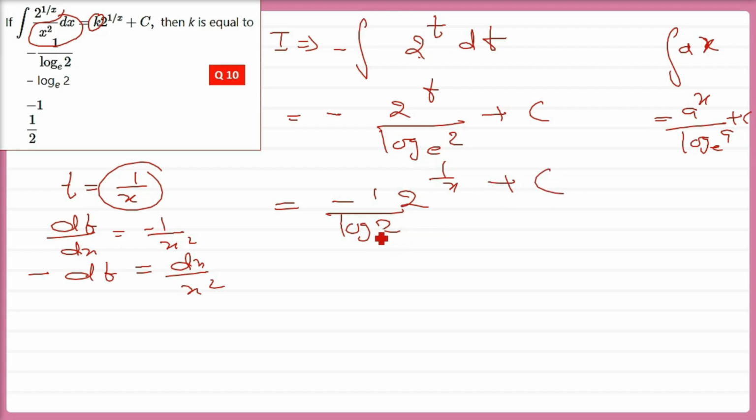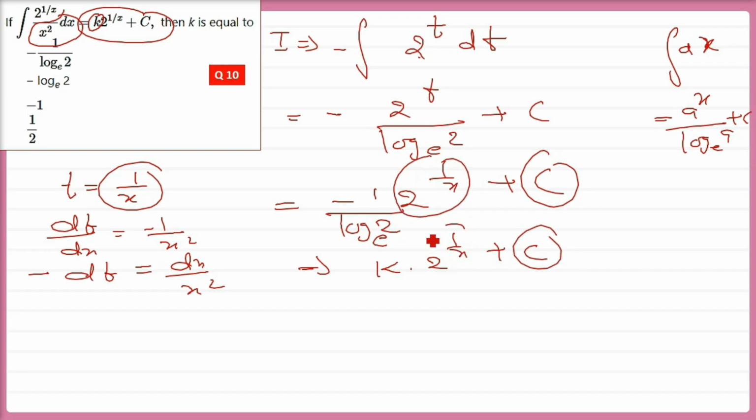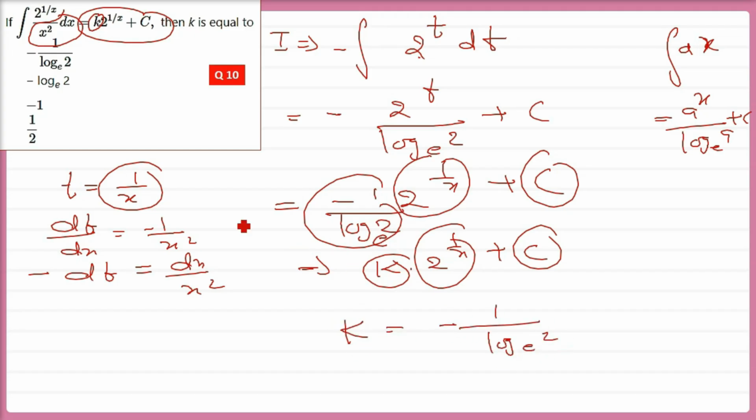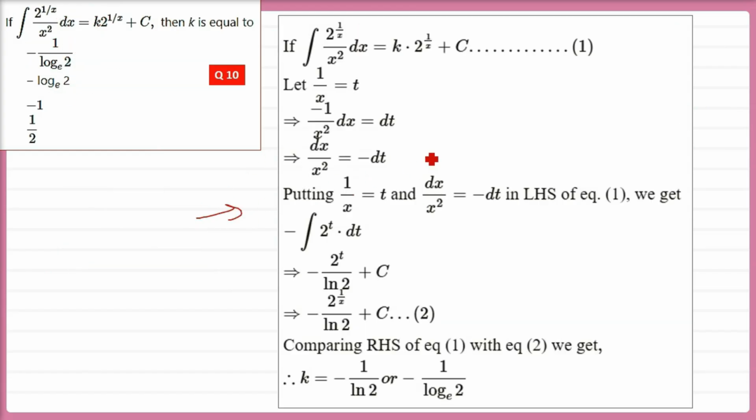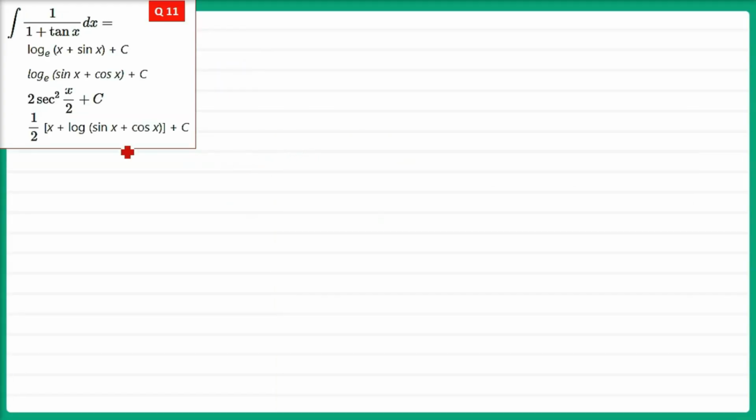Now you have to equate it on the right. If you see in the question, you need to equate it with k into 2 raised 1 by x plus constant of integration. So let me write this one here so that I can equate it directly. K into 2 raised 1 by x. C is there, 2 raised 1 by x is also there. So k has become negative 1 by log base e 2. Now this is how you are going to do this. Well, MCQ doesn't want you to write and show, but this can come in any question, not only in MCQ.